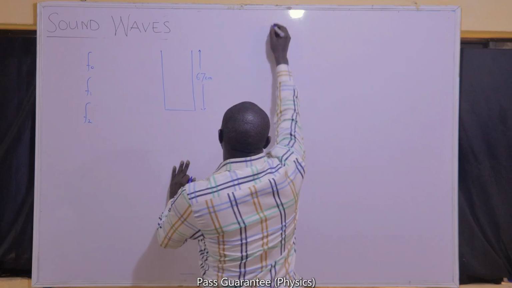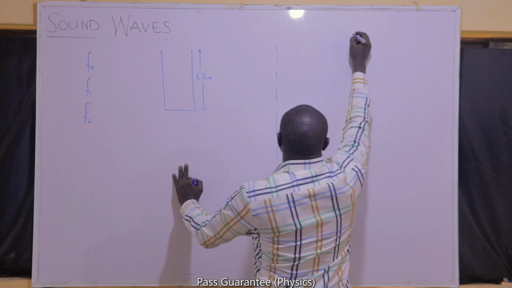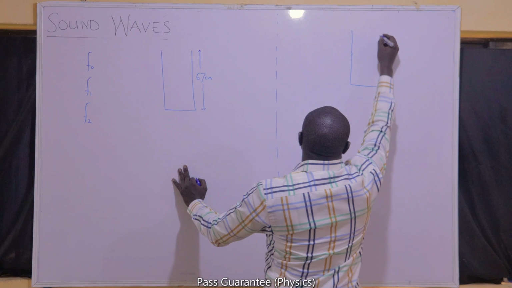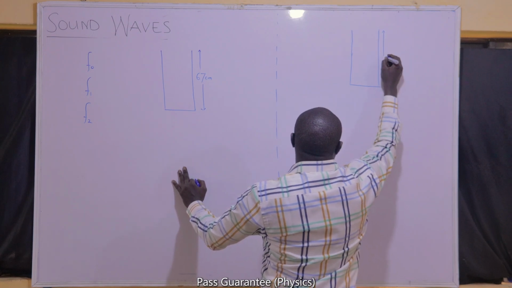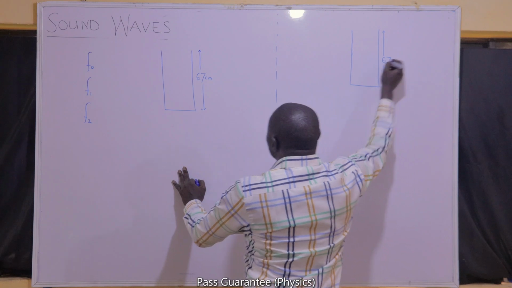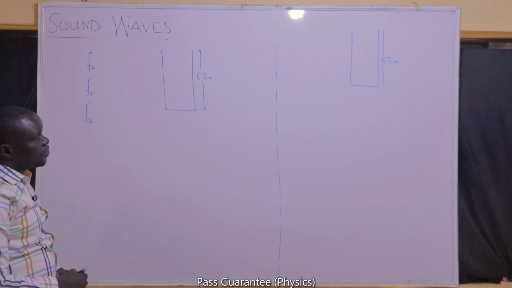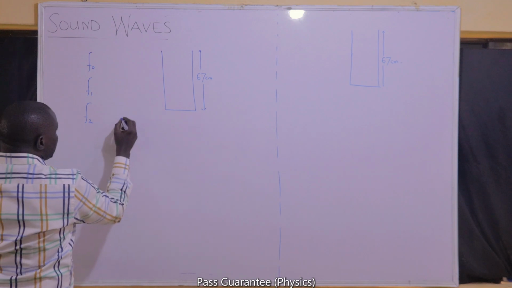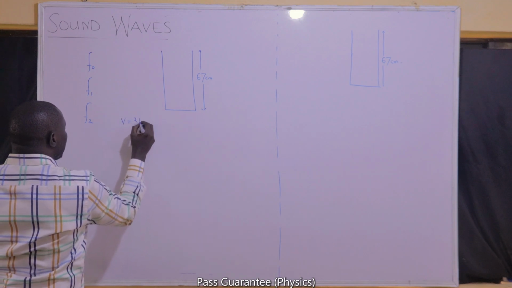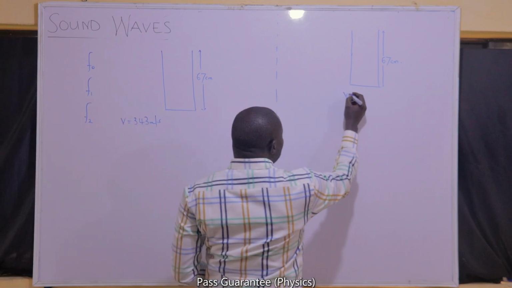If it were to be an open pipe, I'm also to assume that it is 67 centimeters long. And the temperature is 20 degrees Celsius. We are to do it at a temperature of 20 degrees Celsius. We take the speed of sound at 20 degrees Celsius to be 343 meters per second.